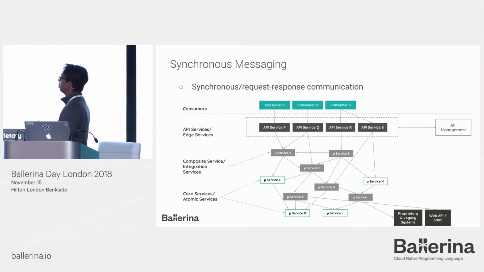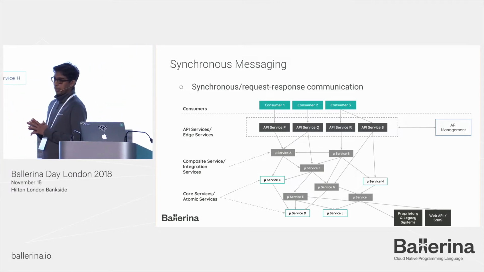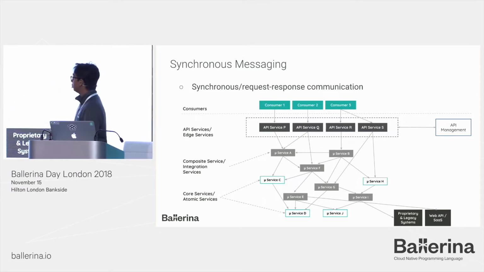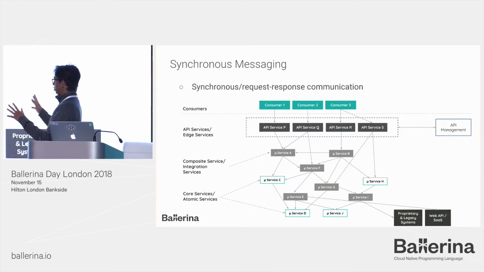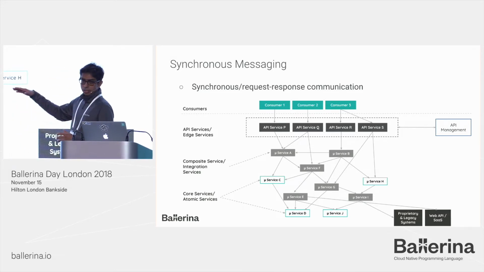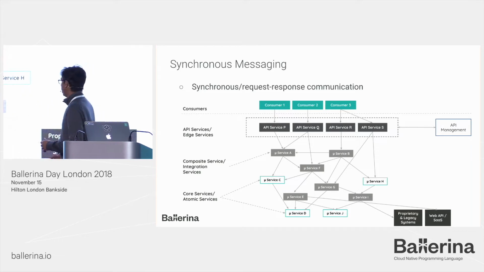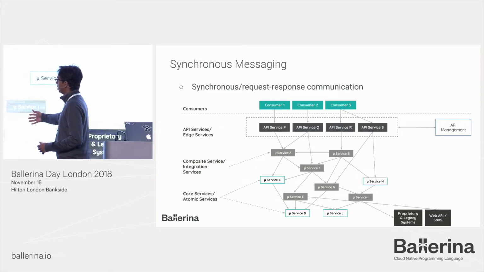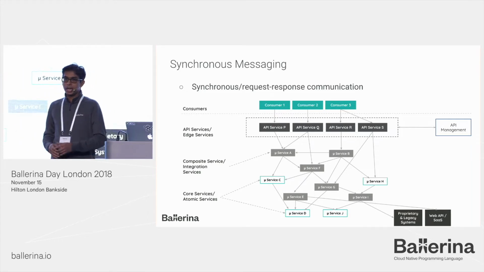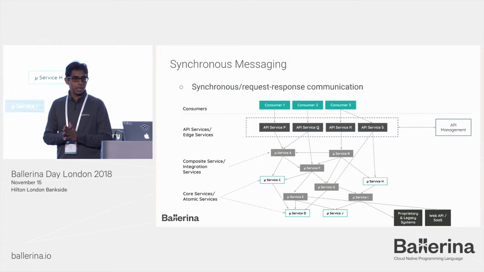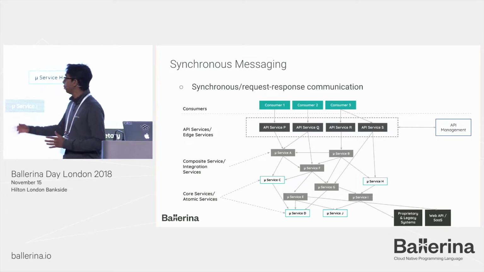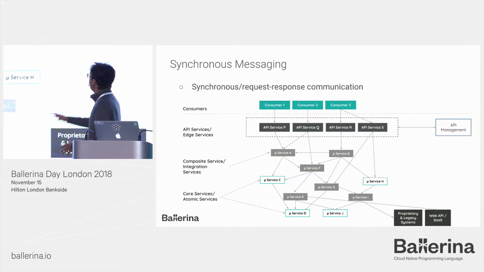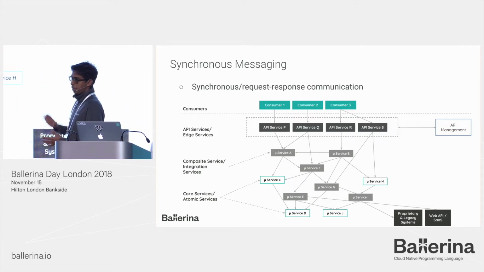In this case, I'm using the synchronous messaging pattern where we have a set of services. You can identify different types of services. Here we have core or atomic services, then we have composite services, and when you want to expose some capabilities to external parties, you have API services, which are managed by a central API management layer.